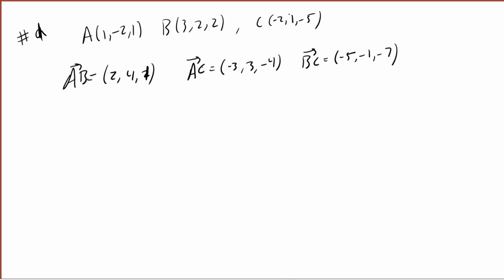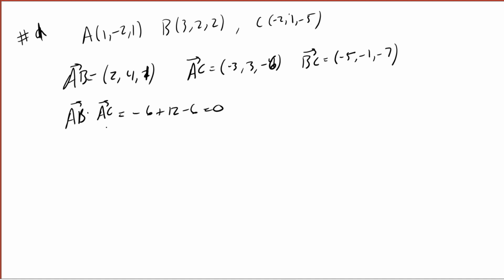Okay, so AC, this should be minus 5. This is minus 6. Okay, so are two of these at right angles to each other? Well, let's start computing the dot product and see if any of them are 0. So AB dot AC, this is minus 6 plus 12 minus 6, that's 0. So yes, this is a right triangle because AB and AC are at right angles to each other.